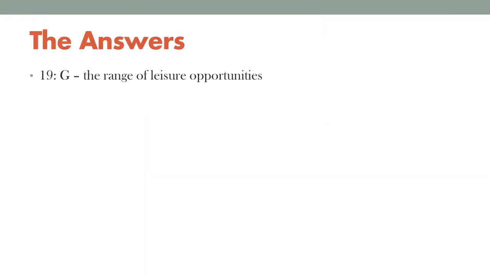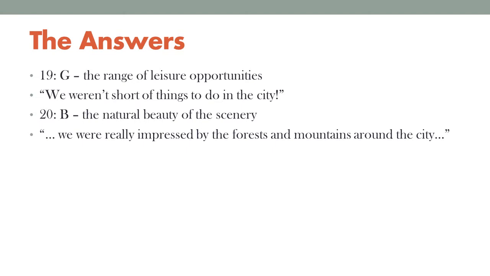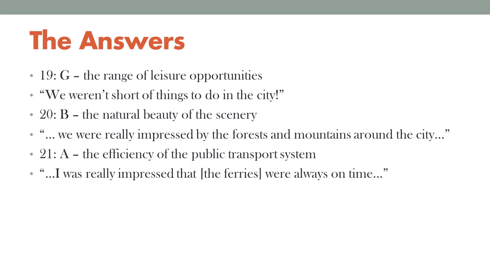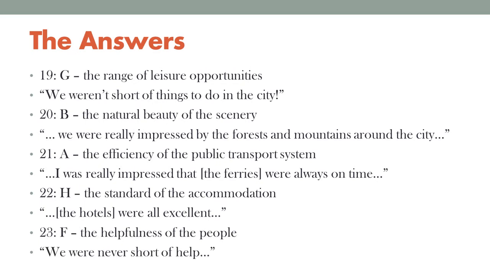Well, here we are. So for G, we want to hear, "We weren't short of things to do in the city." This shows a range of opportunities. B, we talk about the natural beauty of the scenery. They were really impressed. Here, the efficiency of the public transport system connects with the fact that the ferries were always on time. The standard of the accommodation is mentioned by saying the hotels were all excellent. And then the helpfulness of the people is given by, "We were never short of help." So as you can see, each of the answers shows how we can rephrase the original question.